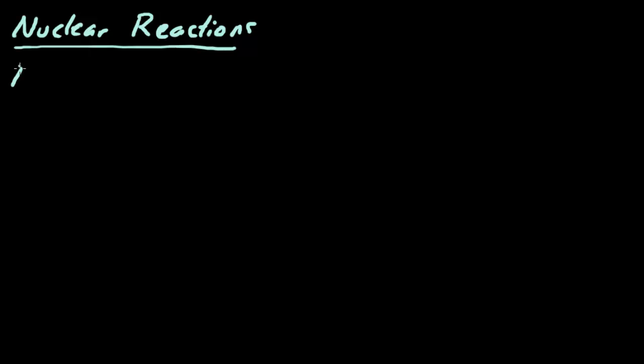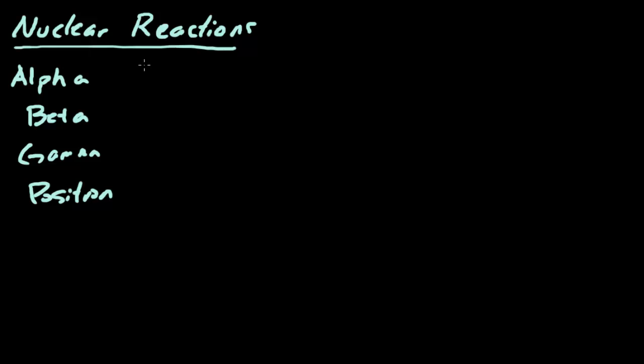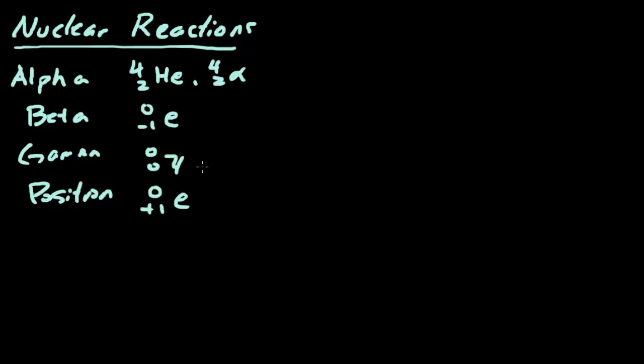So just to remind us, we've had alpha, we've had beta, we have gamma, and positron. And alpha looks like this, beta is like this, gamma, and positron is the opposite of an electron. So we've had these 4, which you've described in detail previously.